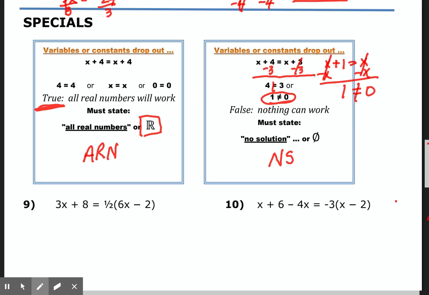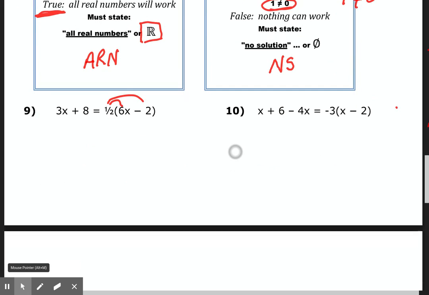So let's take a look at 9 and 10 and see which one's going to be all real numbers, which one's going to be no solution, or maybe there's two of one of them. So the first thing we need to do is hippity hoppity here. All right, let me move this screen up just a little bit.